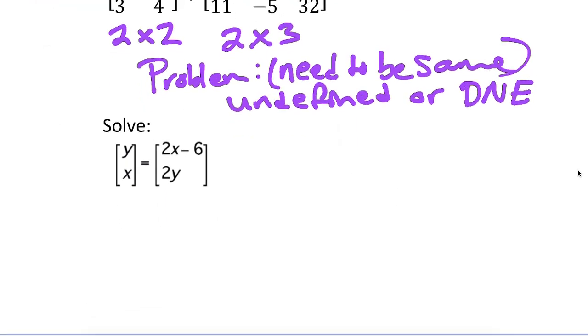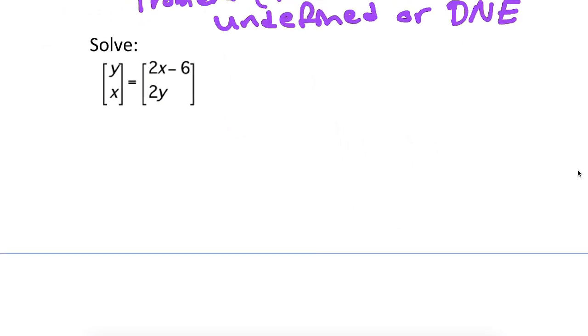All right, so now we can also solve these matrices. When these things are equal, notice that y is equal to 2x minus 6. So if y is equal to 2x minus 6, and then we also know that x is equal to 2y.